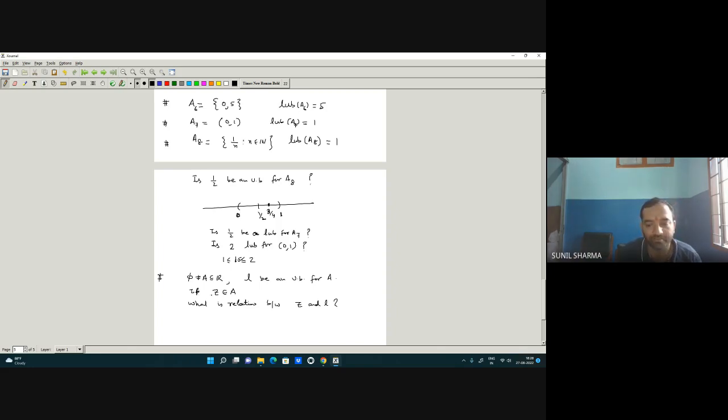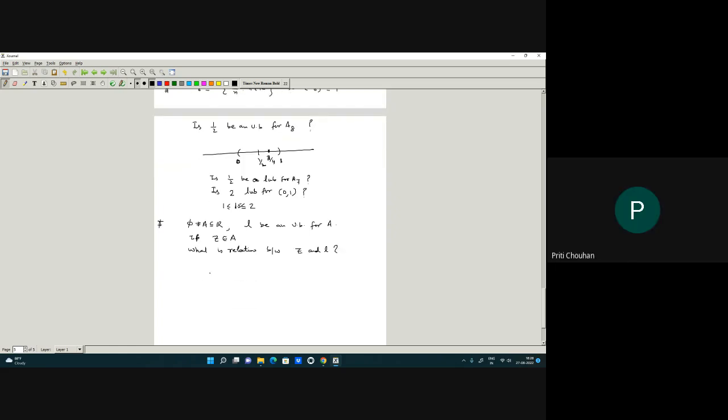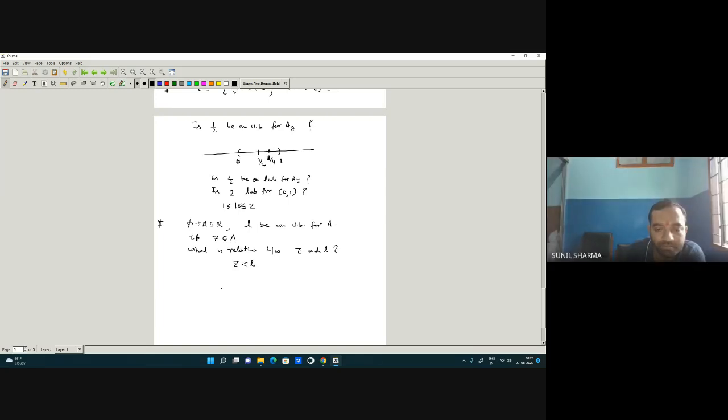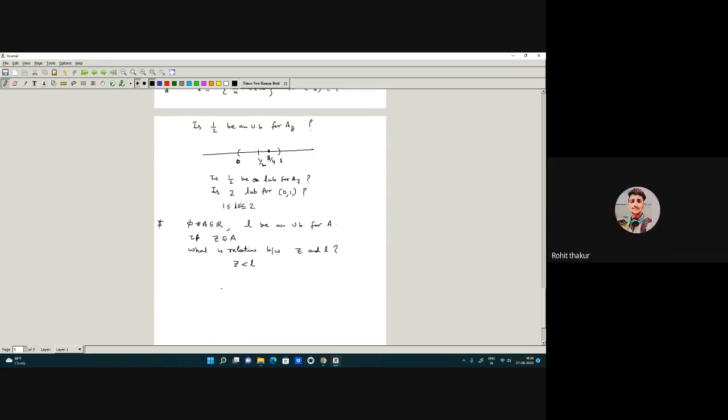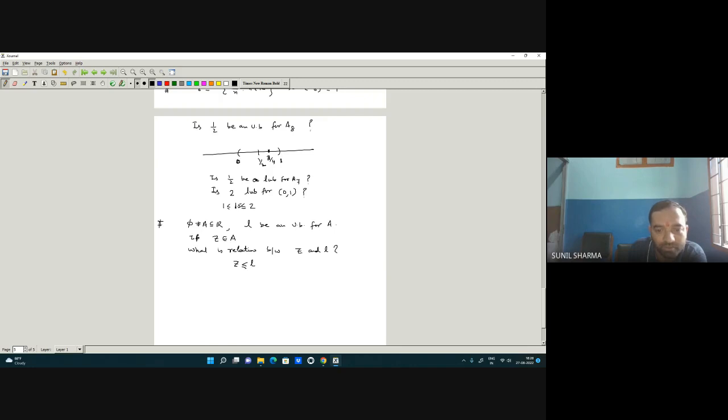Yes, Preeti. Sir, Z is less than L. That is less than L. Yes, Rohit. Z is less than or equal to L. That is less than or equal to. Very good. And that may be L.